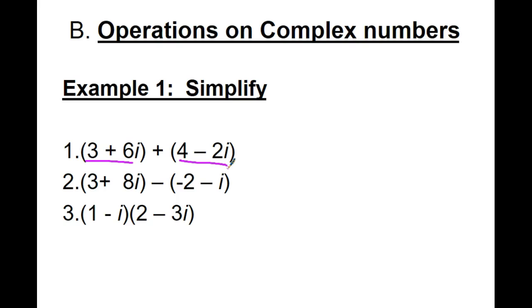So 3 plus 4 is 7. That's my real numbers. And then 6i plus negative 2i. What's that? Negative 4i squared? Positive 4i. And it's not squared. It's just like when you add polynomials, you just add the coefficients but keep the variable the same. So there it is. And the same rules apply to subtracting complex numbers as they do with polynomials.